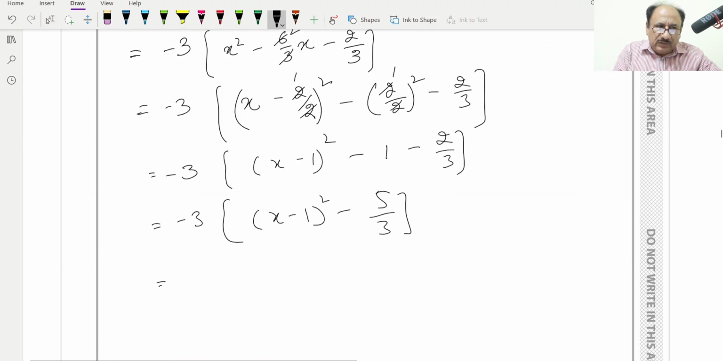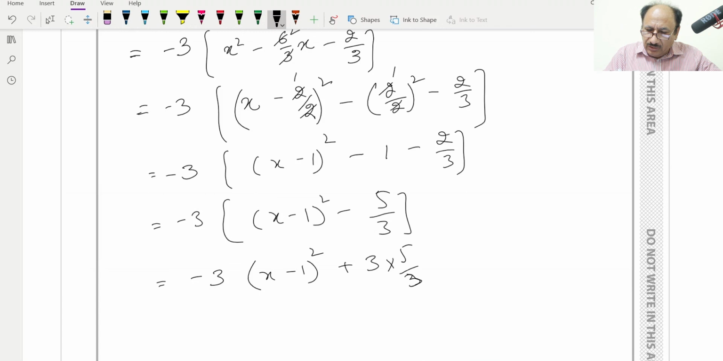And the last and final step, we can write minus 3 x minus 1 square, and this minus 3 will be multiplied by this, so minus 3 into minus 5 by 3 will be plus 3 into 5 over 3, and these 3 will be cancelled, so the final answer will be x minus 1 square plus 5.